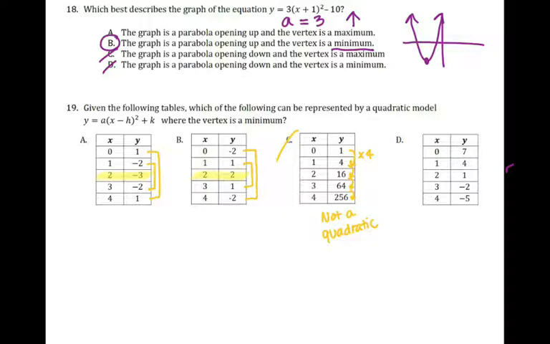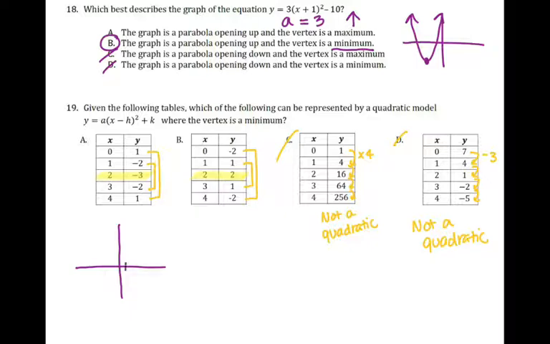For letter D, if I compare my y values, I can see that my y values are decreasing by 3 each time. So this is also not a quadratic. Since it's decreasing by 3 each time, that's actually a linear function. Okay, so now we're just focusing on A and B. So once again, I found my vertex for each of those, and I need to determine if it is a max or a min. Now, in order to do that, I'm actually going to plot some points.